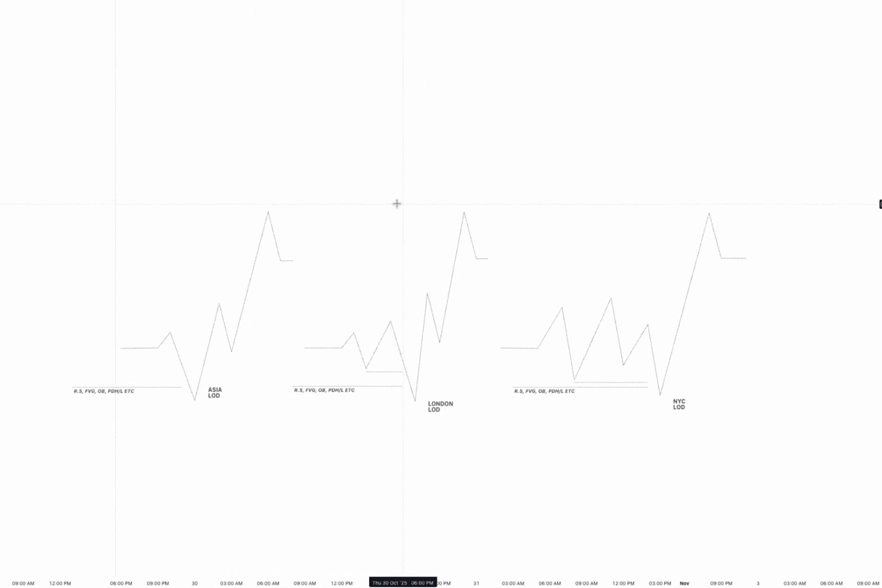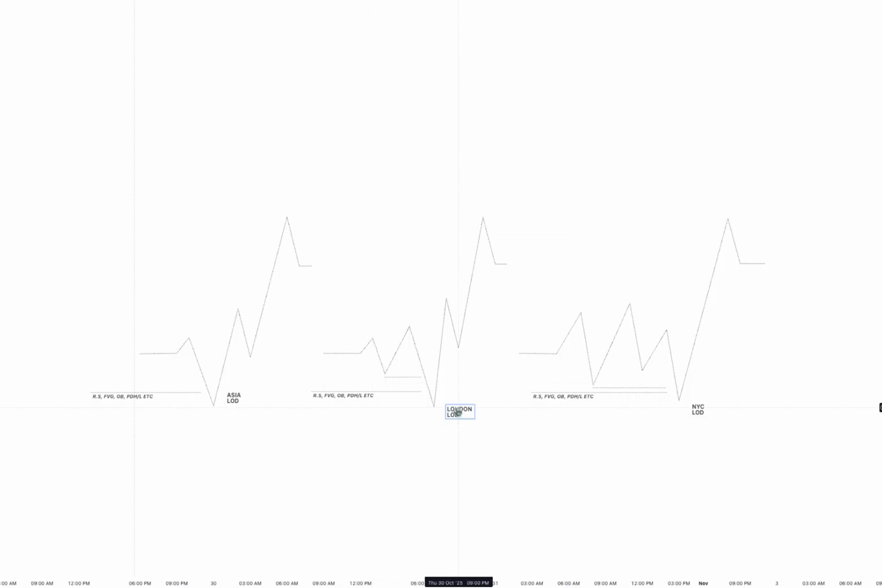This one will be London low of day, so Asia session consolidated. It didn't trade into the key level or the relevant swing, fair value gap, order block, or previous day high or low.